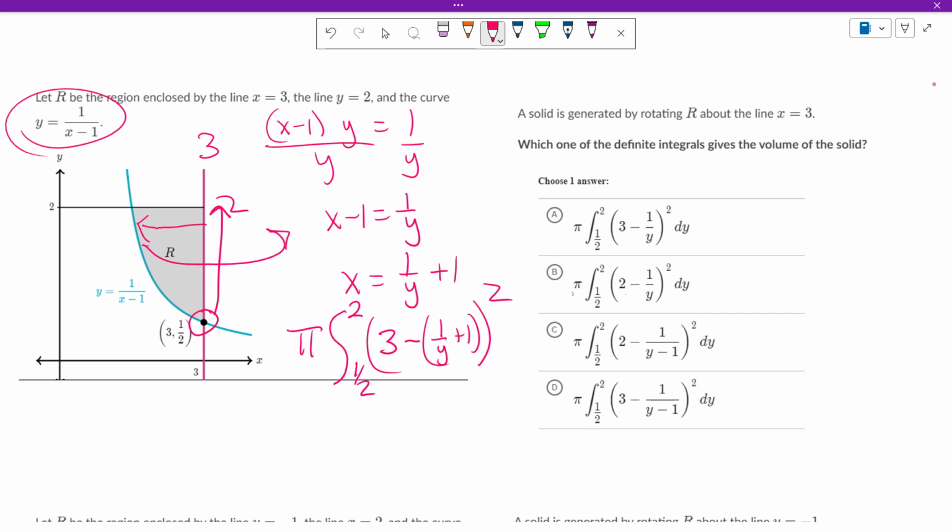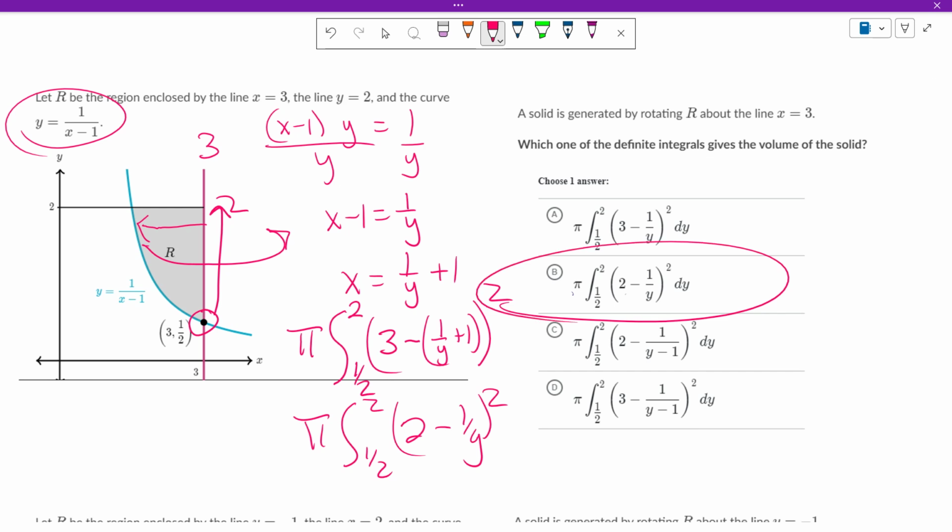What's 3 minus 1? 2. So it's pi, 1/2 to 2, of 2 minus 1 over y, squared. That one right there. Because 3 is this line. It is further away from the y-axis, so we always go this direction, towards the y-axis. So we have to go this minus this. We can't go this minus this. We're going the wrong way. We have to go towards that axis. And then if we're doing the top line, then we'd go down.